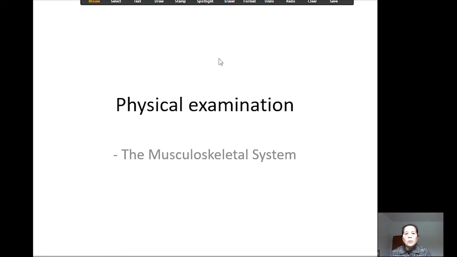We go to checking the musculoskeletal systems. Muscular means muscles. Skeletal basically means the bones and the joints. So this is a big part. We have a lot of ways to do examinations.